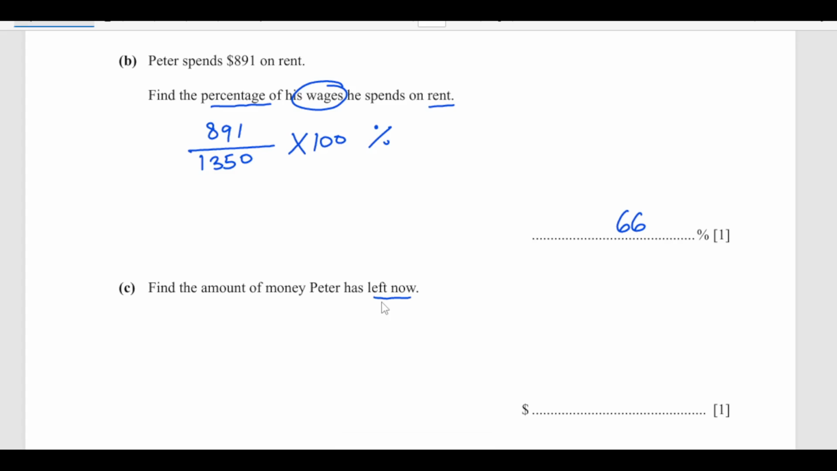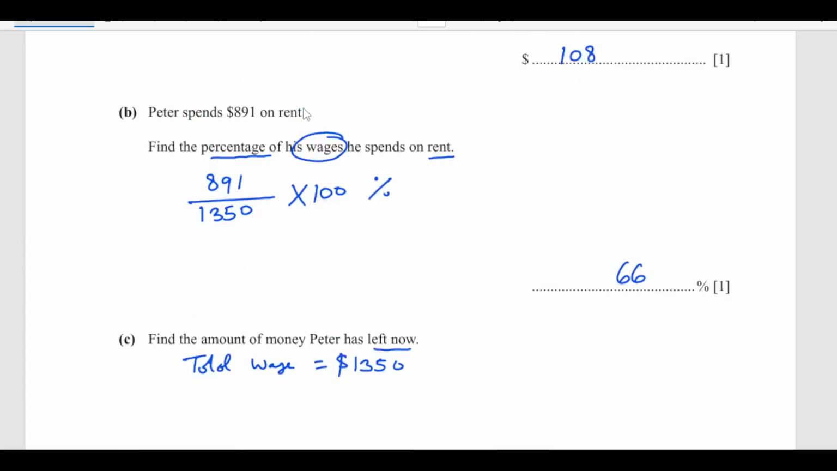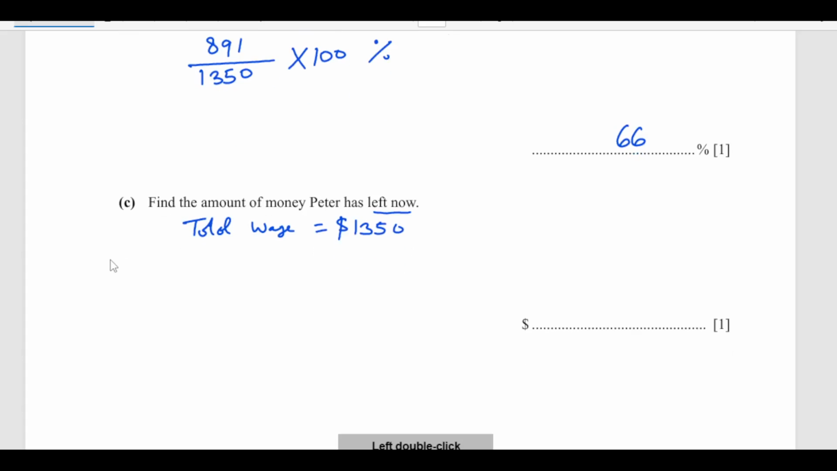So his total wages were 1,350. Total wage is whatever he earns, $1,350, and he has spent on this one here, 108 on travel. So on travel he spent 108. Actually this is a 1 mark question, so there is no need to write all this.